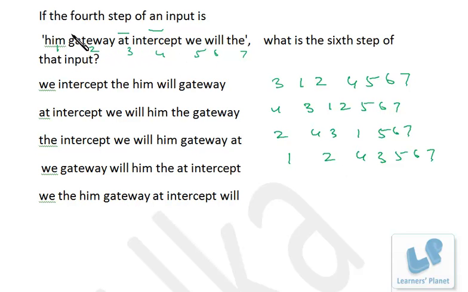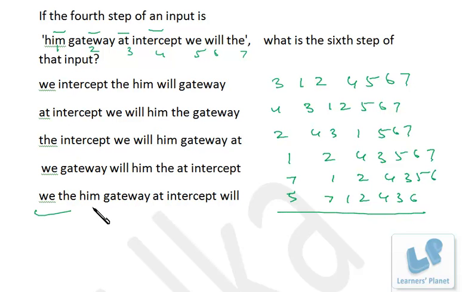After that, this is gone, this is gone. Among we will and the, the should come first. So 7, 1, 2, 4, 3, 5, 6. This is the fifth step, and we are asked the sixth step. So from we and will, we should come first. So 5, 7, 1, 2, 4, 3, 6. This is the sixth step. Okay. So here we can see we and then 7 is the, and none of this is there, so no need to check further. This would be the correct choice.